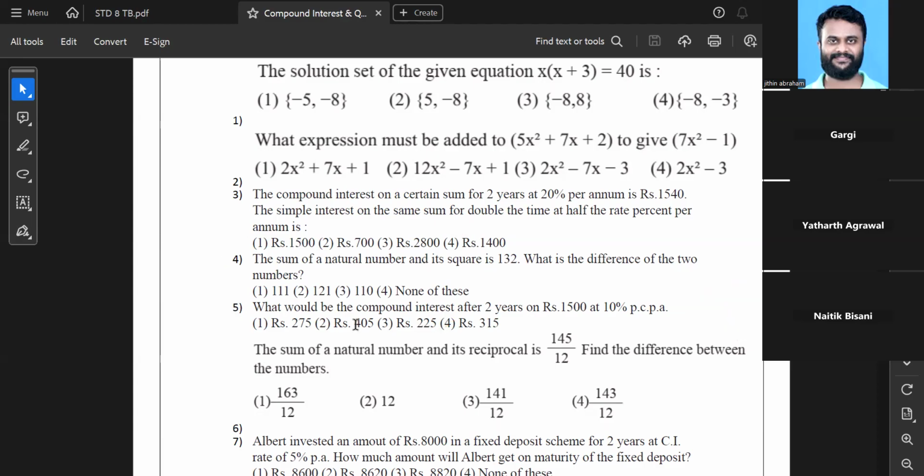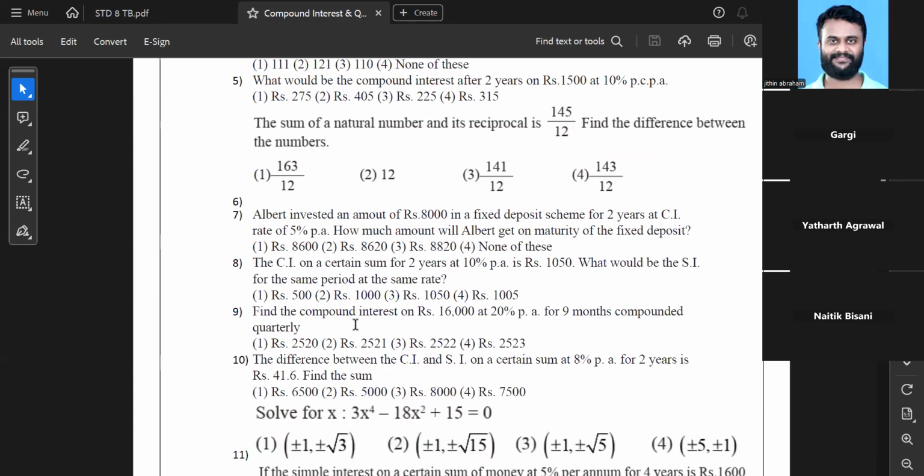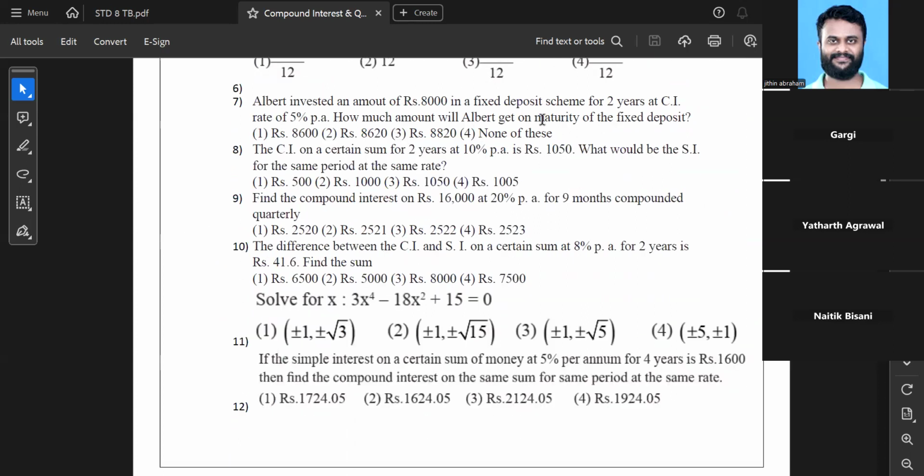Proceeding further. Seventh question. Albert invested an amount of rupees 8,000 in a fixed deposit scheme for 2 years at compound interest rate of 5% per annum. How much will Albert get on maturity of the fixed deposit? Again, same logic. So it's 5%, not a big deal.